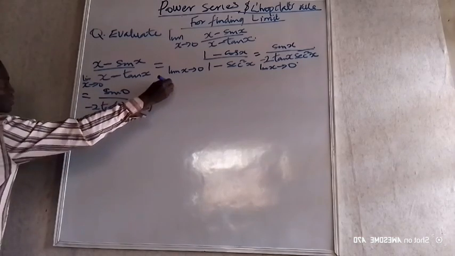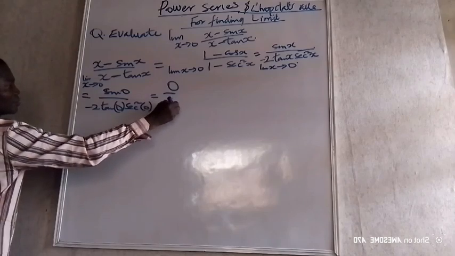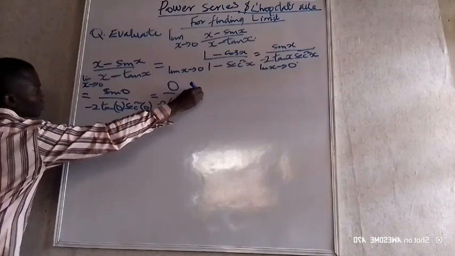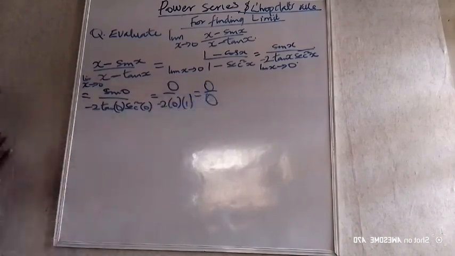So this is going to give us 0 over minus 0 times 1. So you can see this is 0 over 0, which is also indeterminate. It means we need to apply L'Hopital's rule again on the expression.